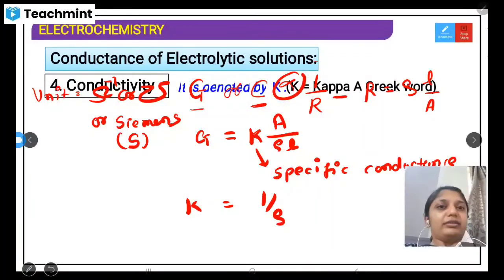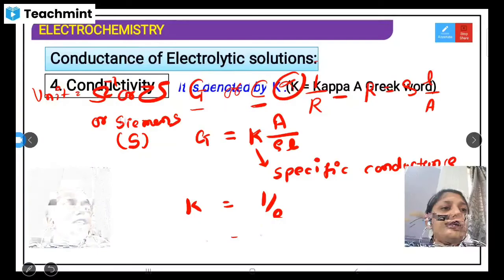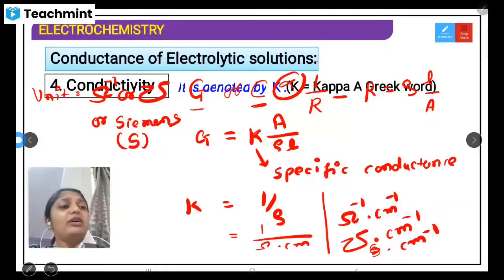Students, for rho we have derived the unit ohm into centimeter. So for kappa you have the unit ohm inverse centimeter inverse. This is the unit, right? Instead of ohm inverse, we can write mho. So another unit is mho into centimeter inverse, or Siemens into centimeter inverse.